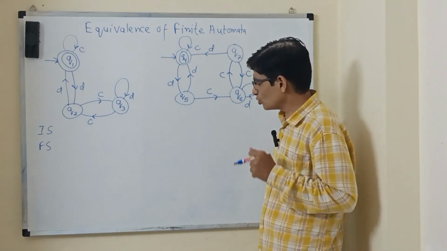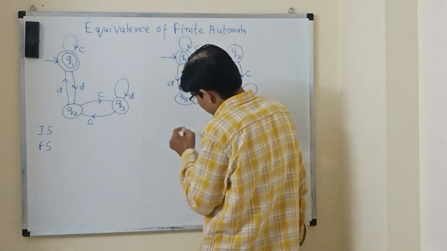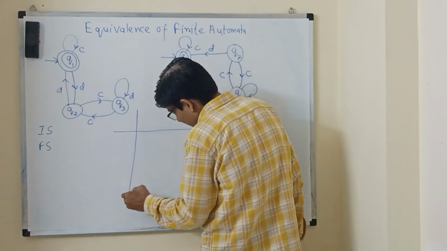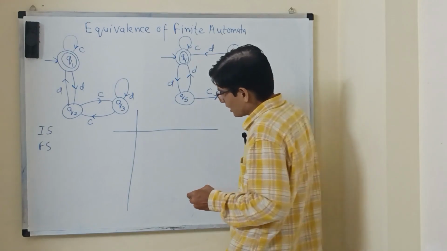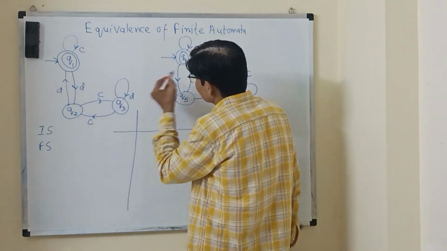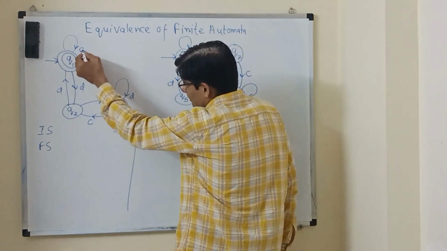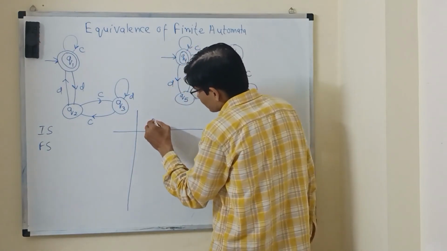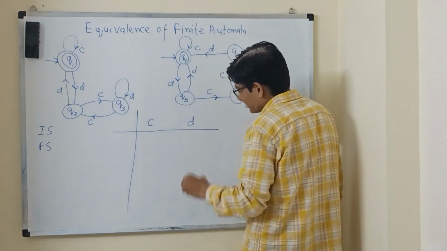Now I will tell you how it is done. We can start with both finite automata like this. We can create one transition table here, and I will show how we are going to make entries. In both the finite automata, two inputs are there, C and D. Here also C and D. So I can take one input as C and the other input as D.